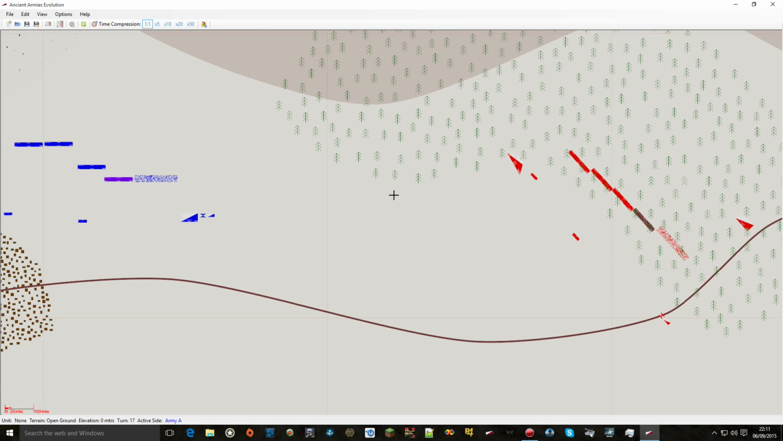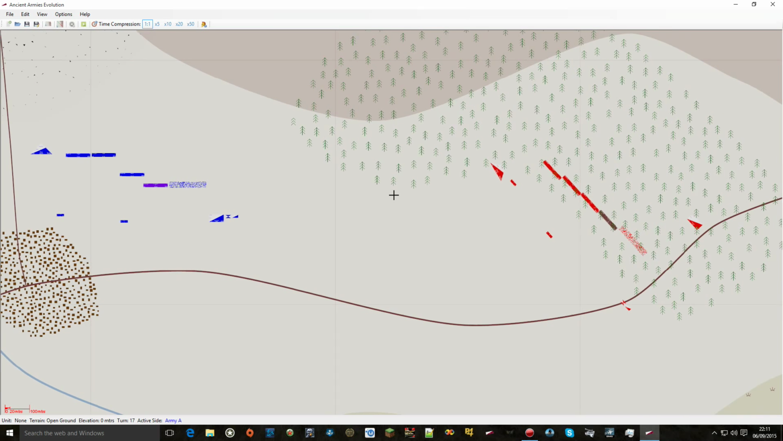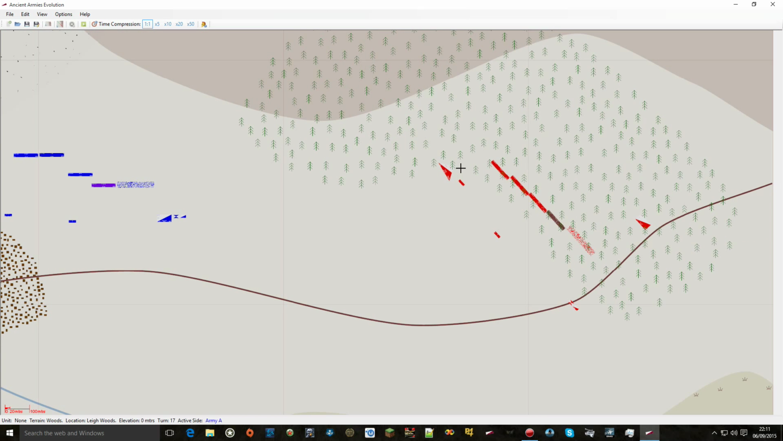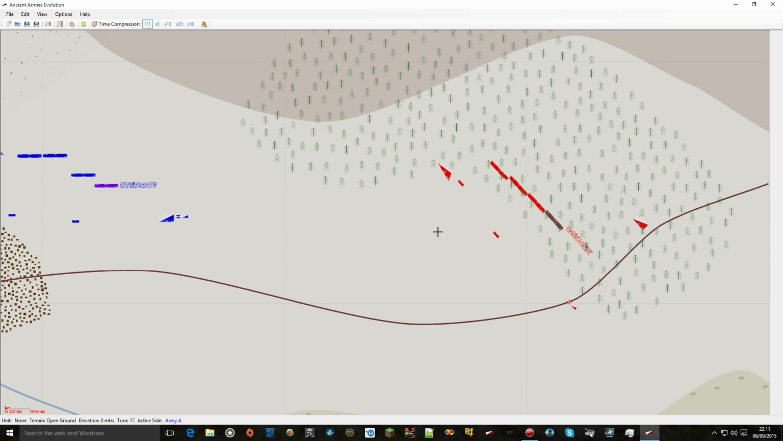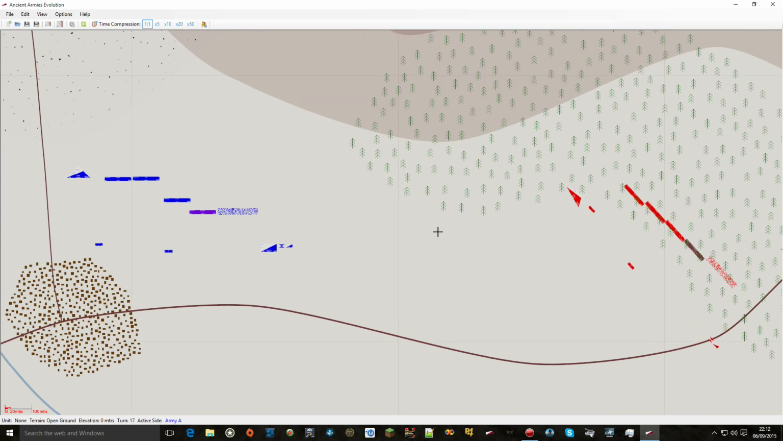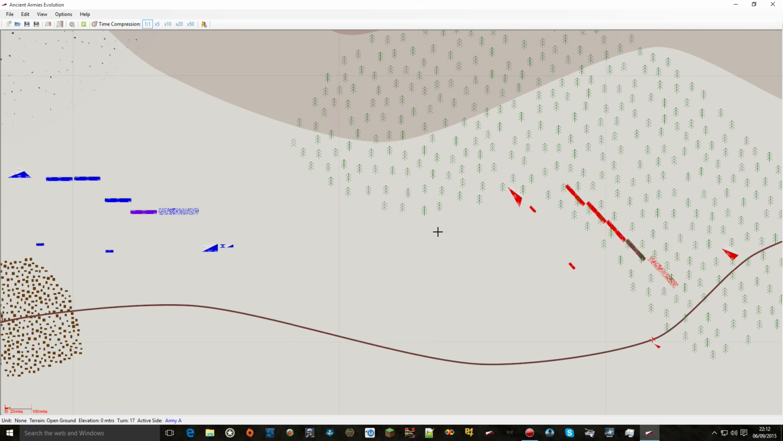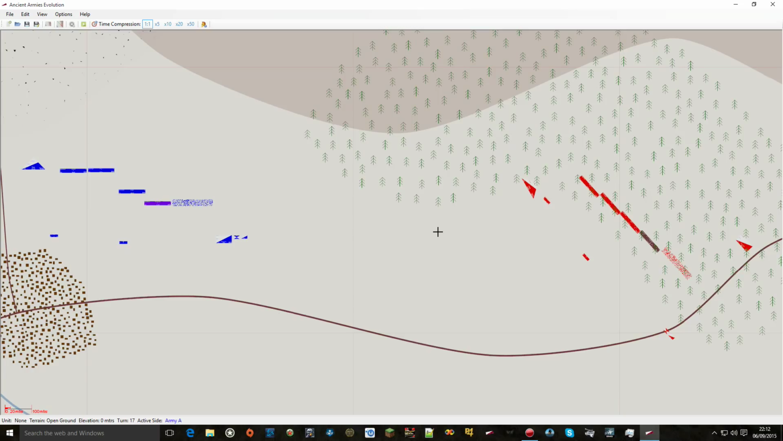Once I'm happy with the cohesion side, the next thing I'll be working on is a march formation, getting these units to march both on roads and off roads. And we'll see the pros and cons of marching. So that's it for this quick video demonstration.